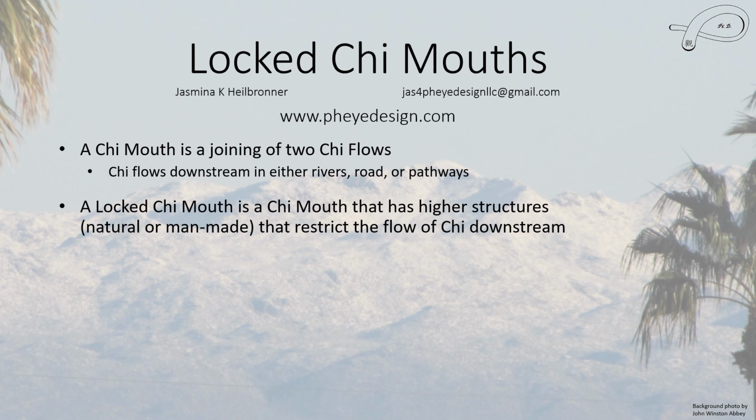A locked chi mouth is a chi mouth that has higher structures, natural or man-made, that restrict the flow of chi downstream. So it wants to flow downstream, but if it's locked, it collects. And that's key.